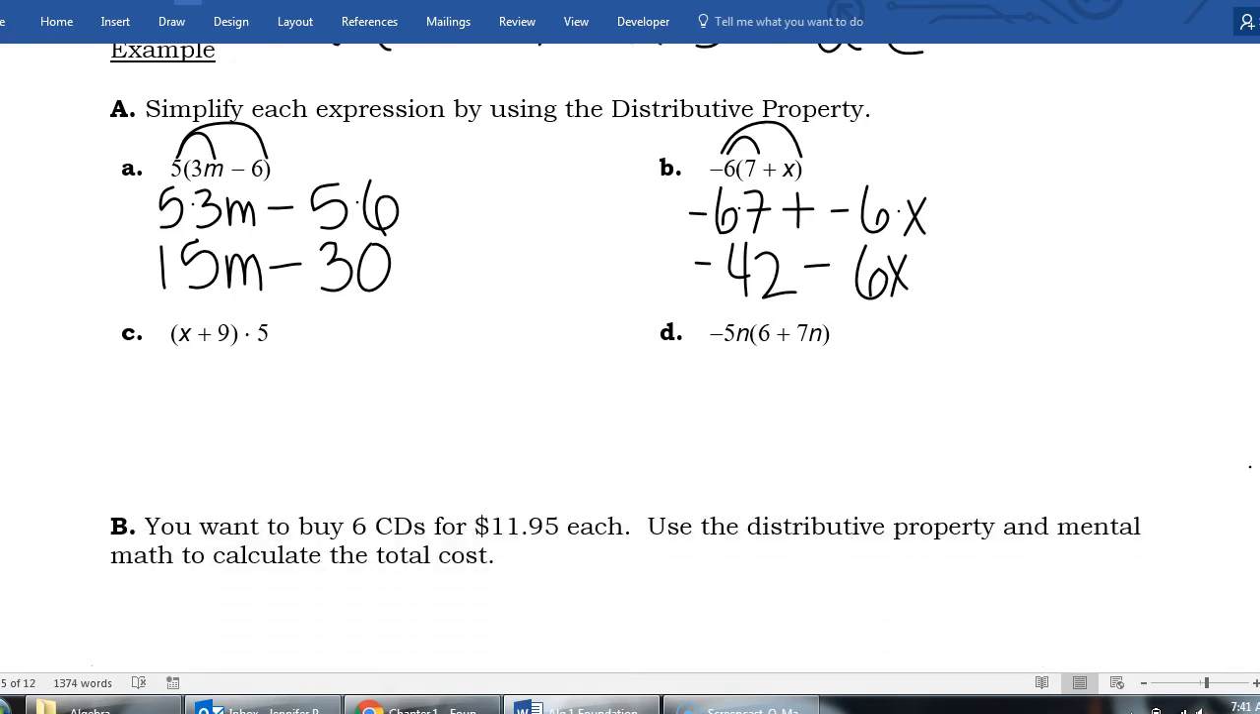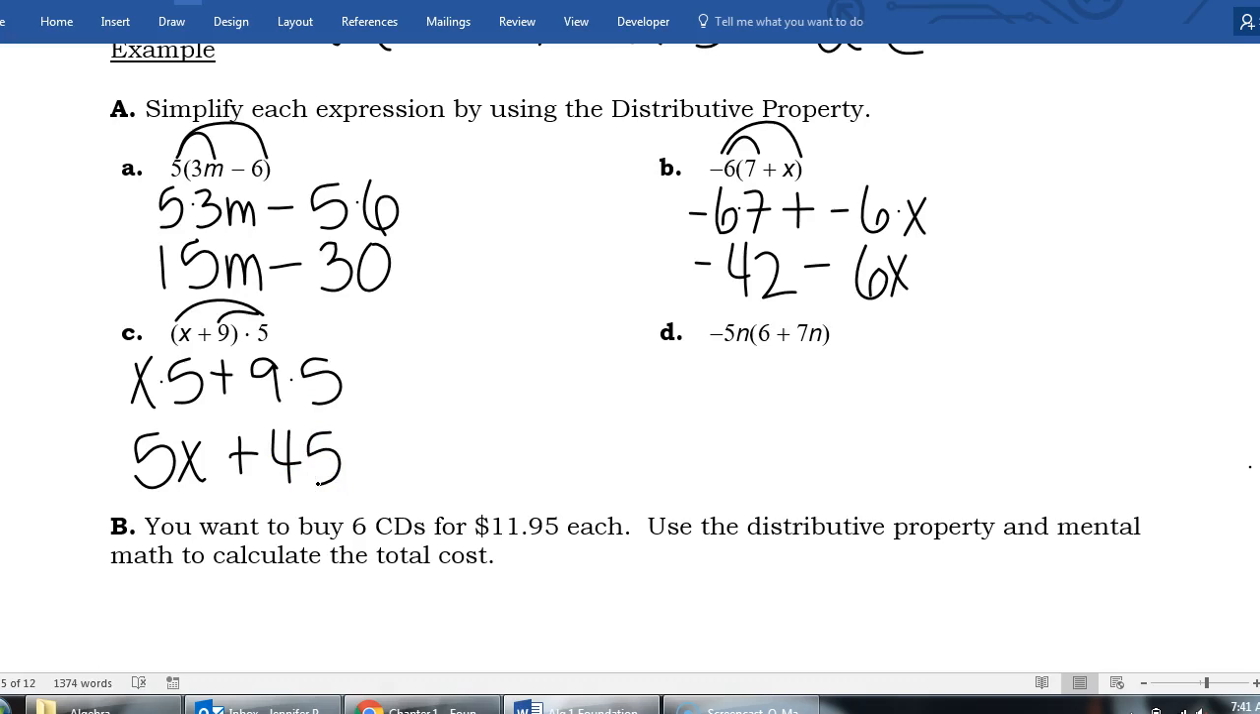Letter C, we have a 5 in the back multiplied by the quantity of x plus 9. And whether that multiplier is in the front or in the back, it has the same effect. We multiply everything in the parentheses by what's outside of it. So this would be x times 5 plus 9 times 5. X times 5 is 5x. Conventionally, we write the coefficient first and then the variable second. And then 9 times 5 is 45.